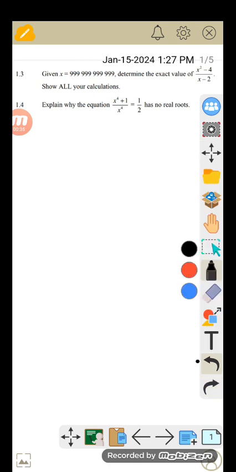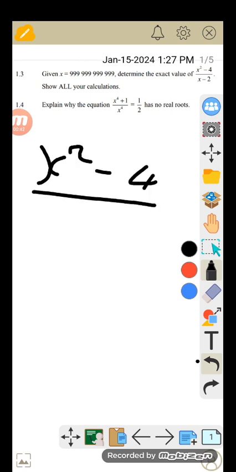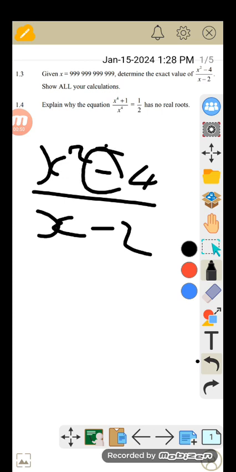Let me just rewrite it as it is. X squared minus 4 all over x minus 2. Like this. You see? Whenever I see a minus here, it's a difference of 2 squares. Once you see a minus here, it's the difference of 2 squares. Finish and clear.